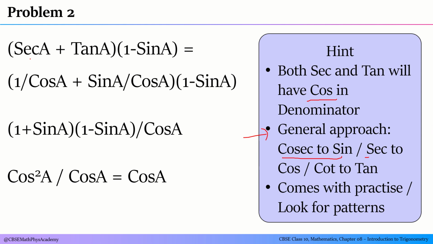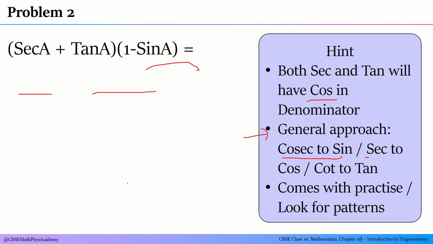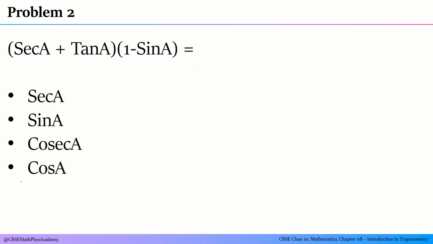So sec, I am expanding as 1 by cos a, tan a I am writing as sin a by cos a. So adding both, it is 1 plus sin a into 1 minus sin a divided by cos a. As per trigonometric identity 1, 1 plus sin a into 1 minus sin a is equal to 1 minus sin square a, which is cos square a. Cos square a by cos a is equal to cos a, which is option D. So option D is your right answer here.